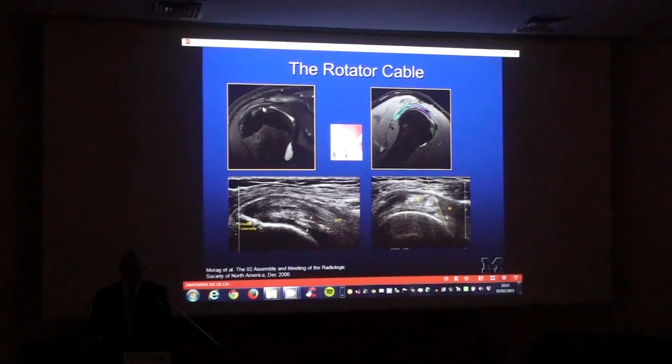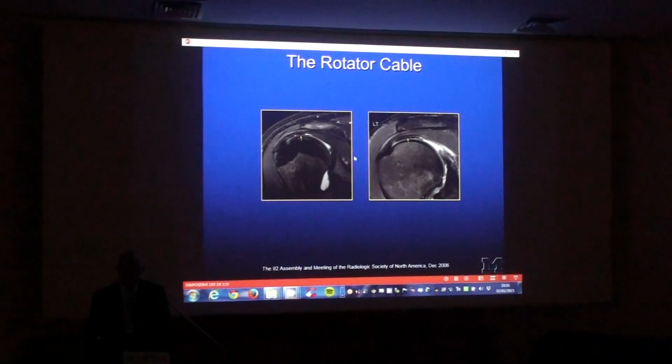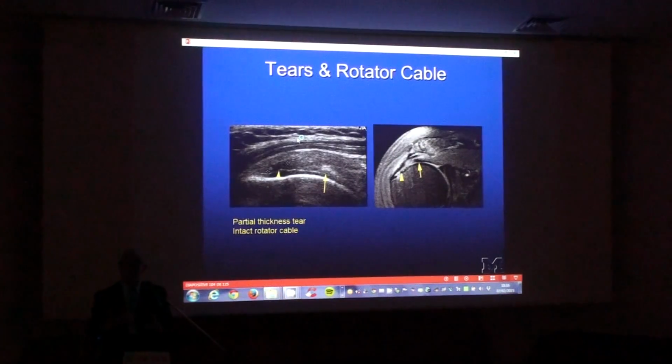You can see the cable deep to the cuff itself, and when you return to the sagittal sequence, you can see cable deep to the supraspinatus and infraspinatus tendons concurrent. The cable can appear broad or narrow. That's absolutely fine.